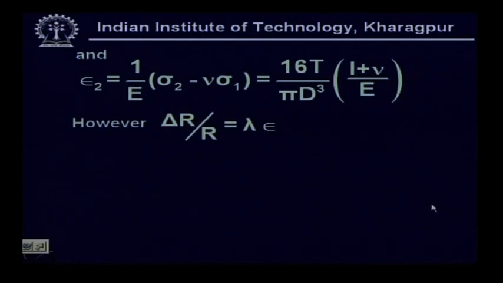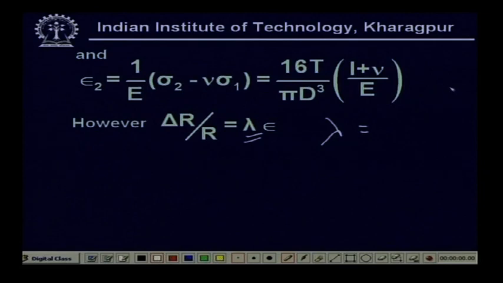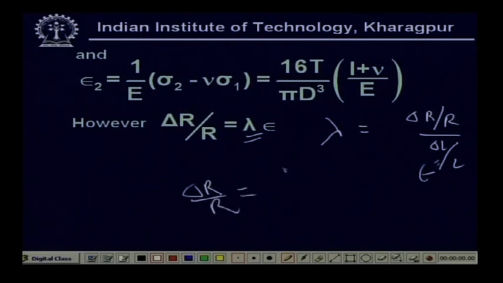However, delta R by R is the change of resistance. So, as you know from the definition of the gauge factor, lambda is actually defined as delta R by R divided by delta L by L. We have seen this thing, right. So, this is epsilon. So, I can write that delta R by R equal to lambda into epsilon, is not it.